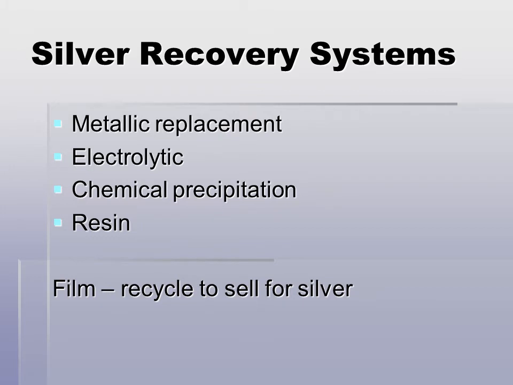Silver recovery systems. Again, fixer is really valuable because it holds silver, which can be sold and processed for money. So there are metallic replacement, electrolytic, chemical precipitation, and resin systems. And film can be recycled and sold again for that silver aspect. This is all done after processing, and it is more valuable than before processing. Fixer dwell time is an important factor in the actual recovery period.